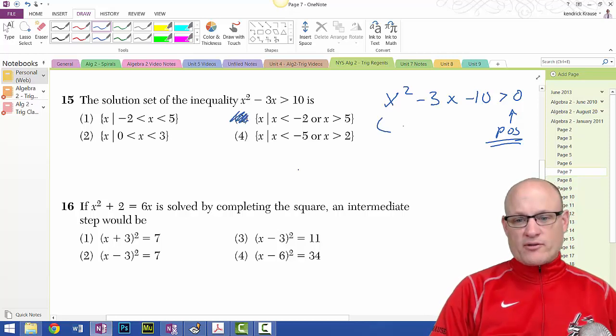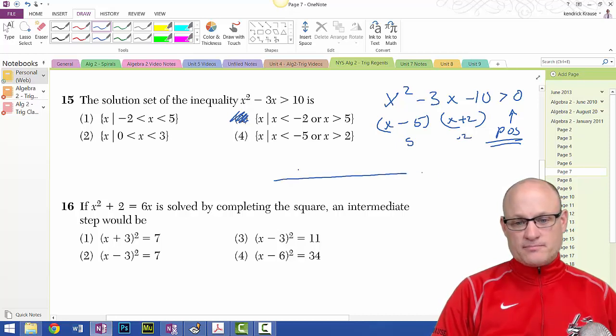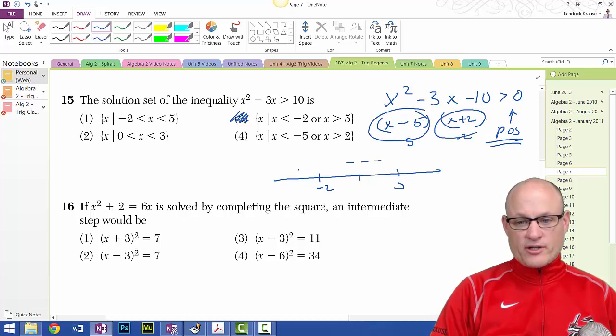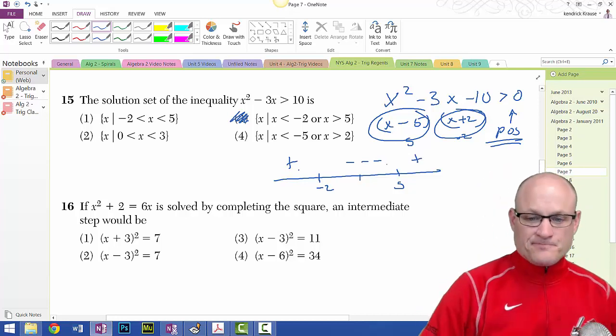The other way to solve it is to factor it. X minus 5, x plus 2. And you get your two answers of 5 and negative 2. Put them on the number line, negative 2 and positive 5. And then test. If you pick 0 and plug 0 in, you get negative 10. So in this area right here, I get negative. If I plug in negative 10, I get a large negative here, and I get a large negative here, so this would be positive, and this would be positive. Plugging in numbers to check, there it is.